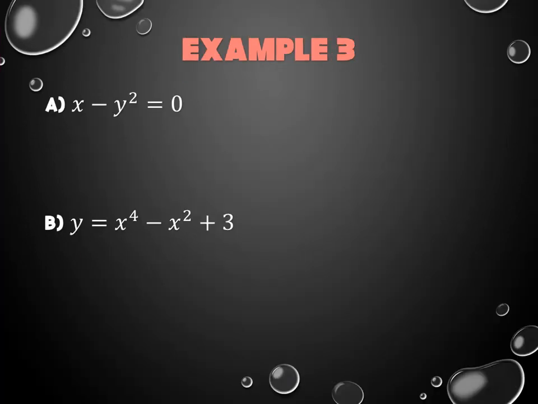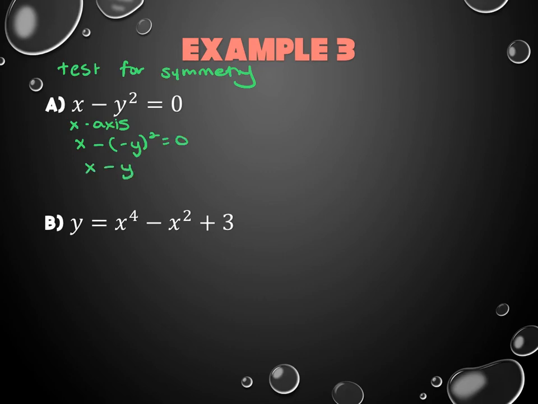And those questions look like these. So it'll say test for symmetry, or determine if the equation is symmetric to whichever one it is. So if I want to find x-axis symmetry, for the first one, I'm going to plug in -y. And -y squared becomes +y squared, and it goes back to the original, which means x-axis is a yes.